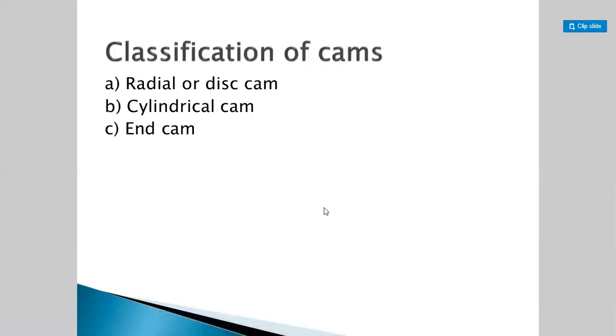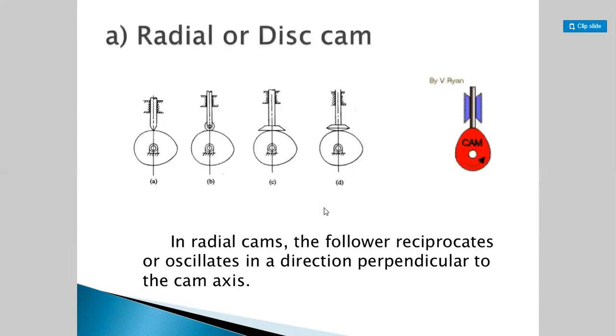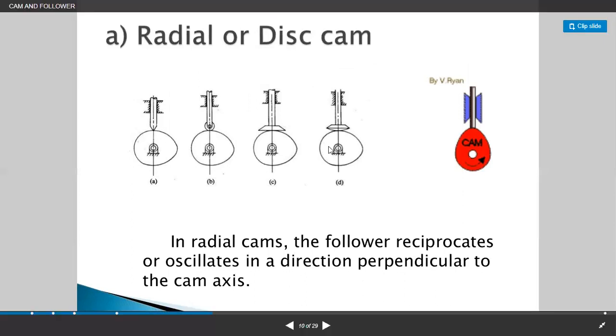Classification of cams. There are three types of cams available: the radial or disc cam, the cylindrical cam, and the end cam. Radial cams are like a disc cam, which has a circular shape. In the radial cam, the follower reciprocates or oscillates in the direction perpendicular to the cam axis.